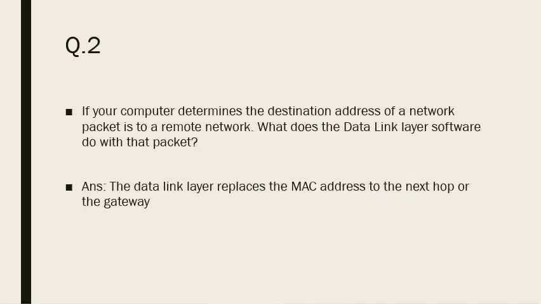Question 2 says that if your computer determines the destination address of a network packet is to a remote network, then what does the data link layer software do with that packet? The answer is that, remember, the data link layer's job is with respect to the MAC address, the NIC card. So the data link layer replaces the MAC address with that of the next hop or the gateway. So that was the answer to question number 2.